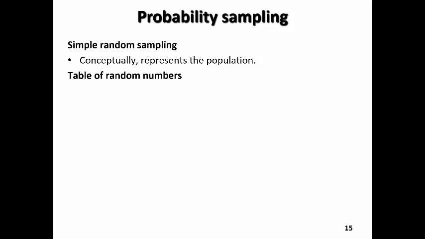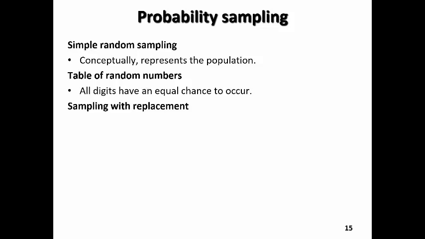An example of simple random sampling is what's called a table of random numbers. These are found in research design and statistics textbooks. They can also be found on the internet by searching for a table of random numbers, and you'll see images of those tables. By selecting those numbers randomly, all of the digits have an equal chance to occur, and the numbers are listed in a random manner, so they're not in numerical order.